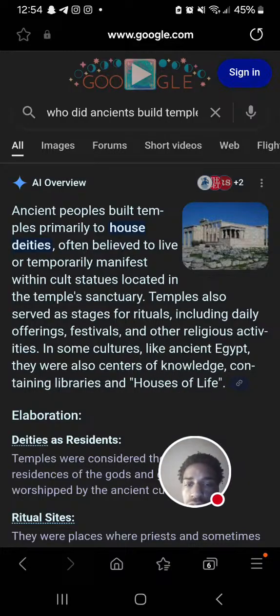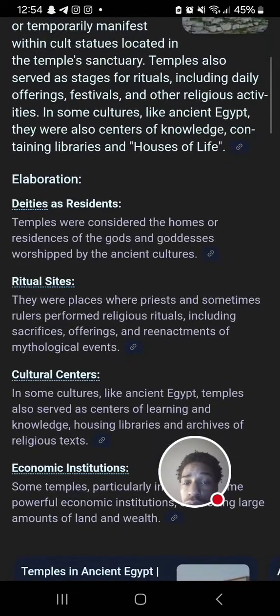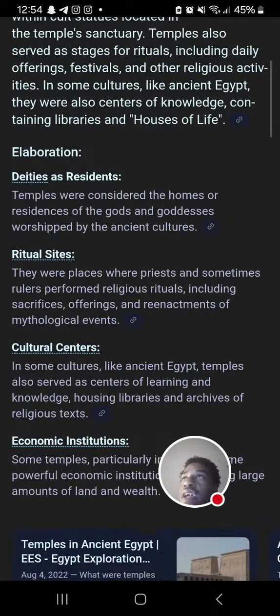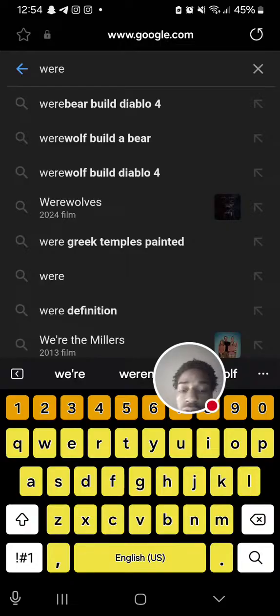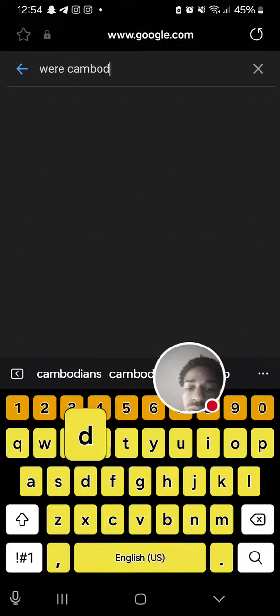Temples also served as stages for rituals, including daily offerings. And, well, it's not answering the way I want it to, but residences of gods and goddesses. But of course, places like Cambodia, which is the biggest religious temple made on the earth so far, you have to understand that their gods were the people themselves. Straight up, gods and kings were one. I can prove that with the Cambodians.